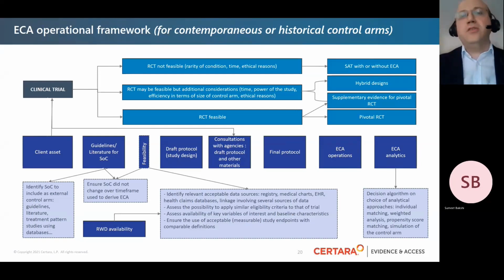Or an RCT may not be feasible. In this case, you need to consider if a single-arm trial with or without external control arms is necessary. And of course, all this consideration needs to be done in close collaboration with the agency. Early advice from the agencies is key.